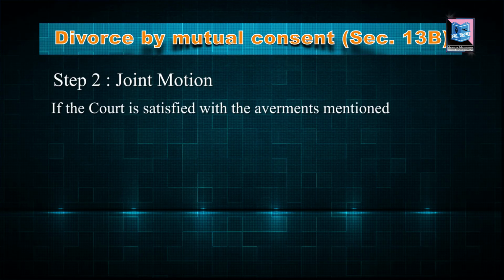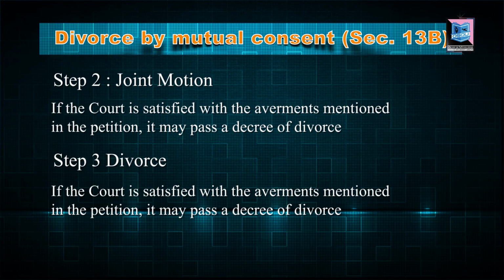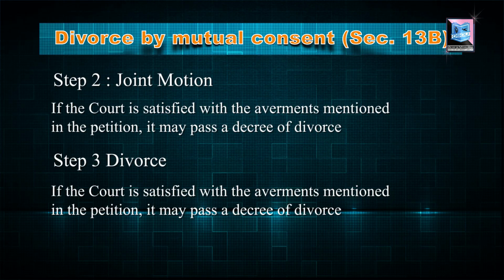After this cooling off period, they may decide that they want to continue with the divorce, or they may decide to live together. It is their option to choose what they want. If they choose to go for a divorce, step 3 follows, which is called the divorce. In step 3, if the court is satisfied with the averments made in the petition, it may pass a decree of divorce. So these are the 3 steps: joint petition, joint motion, and then the court proceeding happens. The court evaluates what is given in the joint petition and the joint motion, and on the basis of it, it decides to pass a divorce decree as per the provision of section 13B. So these are the 2 broad categories of divorce or dissolution of a marriage which a party can claim under the Hindu Marriage Act.